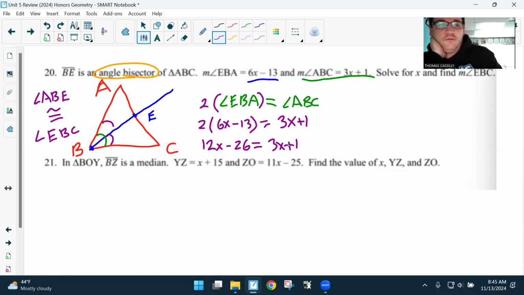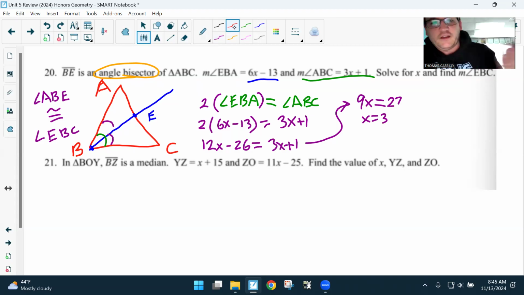All right, and then we solve it. I ran out of room, so let's go up top here. If I subtract 3x, we got 9x. And then I'm going to need to add 26. That gives me 27. 27 divided by 9 is 3. And so x equals 3. Now, are we done? We are not done.